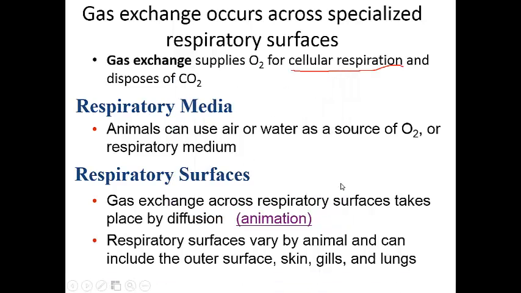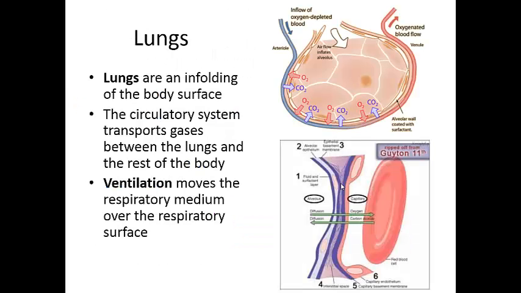Respiratory surfaces vary in animals. They can be structures like the skin, they can be gills, or they can be lungs. Here we see how the lungs work. The lungs are going to be the respiratory surface for terrestrial or land-based animals. In the lungs, gases are exchanged between the air and the blood vessels found within the lungs.